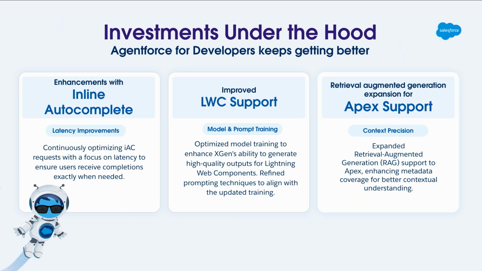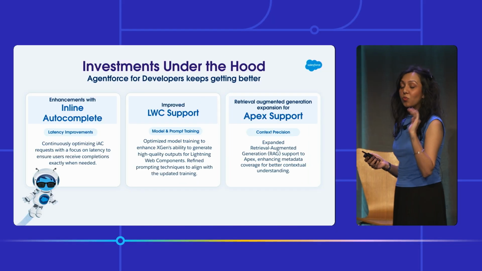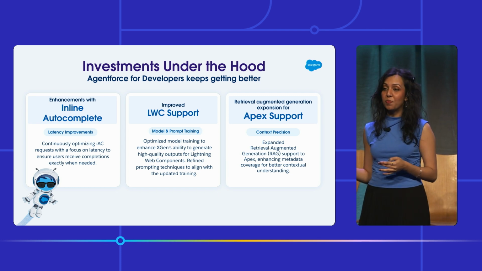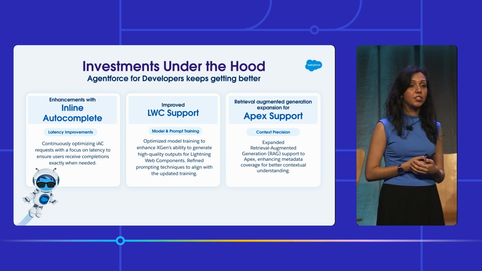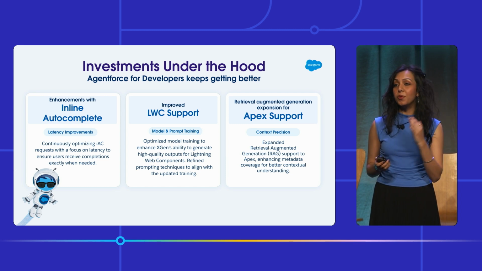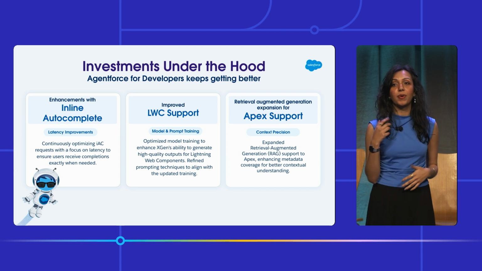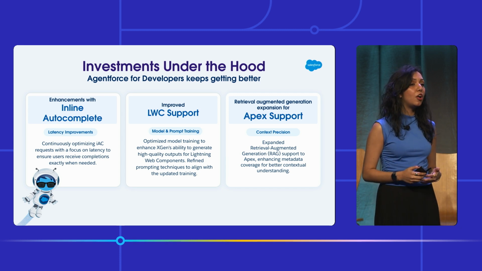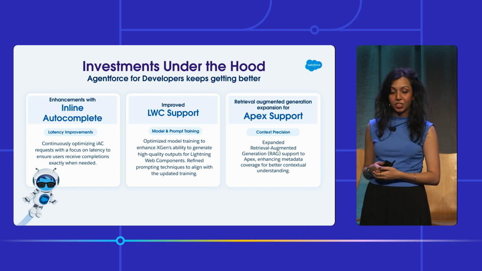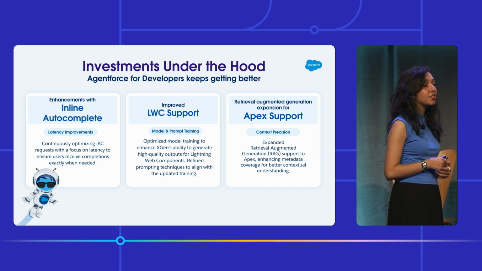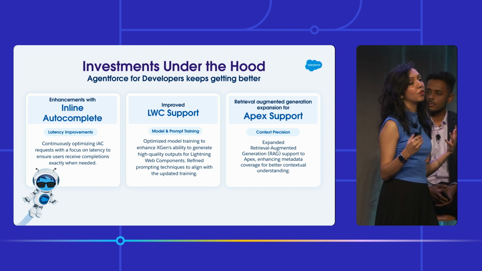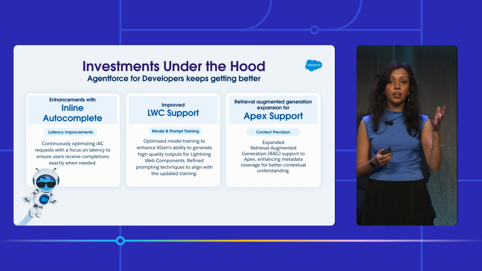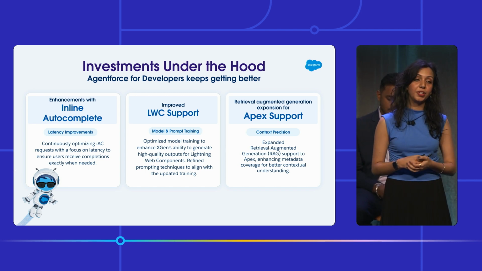Now, under the hood, we obviously have all of these great new features that have been around for a while, but not only are we focused on building the new capabilities I announced today, we're still making sure that those features we released last year are getting better. We've been making improvements to inline autocomplete by really taking a look at where you all most expect to see those longer completions. We're also continuously undergoing extensive model training to really improve the Lightning Web Component support that we have in our Dev Assistant and within inline autocomplete as well.